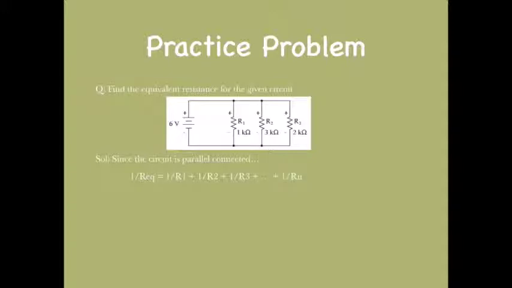and on substituting the values of R1, R2 and R3, I get 1 by R equivalent to be 11 by 6000. So my R equivalent will be the reciprocal, which is 6000 by 11, which is 545.4545 and so on.